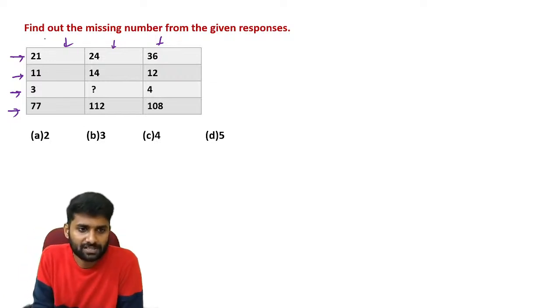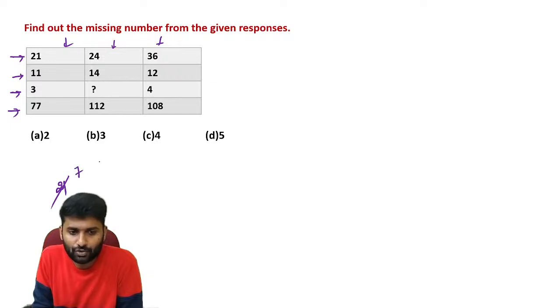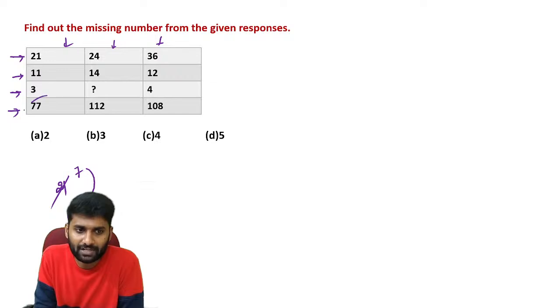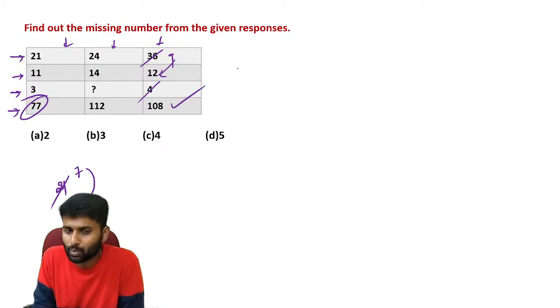Now see here the logic. You should understand that here 21, 11, and 3. So 3, if you go through that, 7 multiple means 21 by 3 is equal to 7. 7 into 11 is all about 77. Let's go through that. 4 becomes 9 times. 9 into 12 is equal to 108.